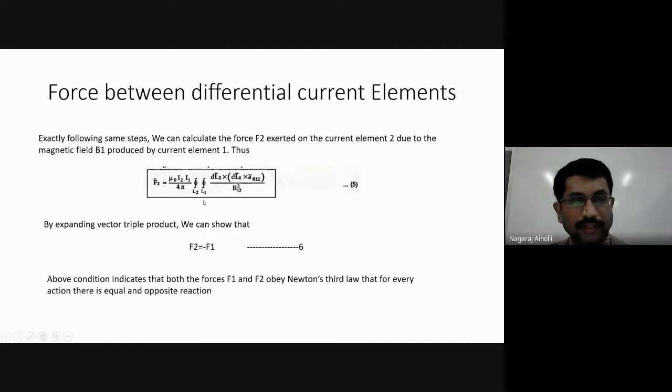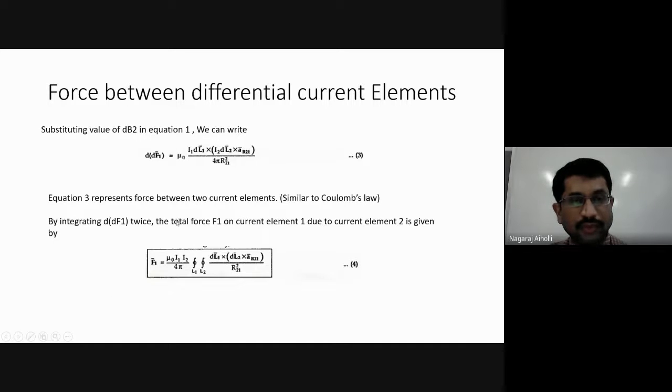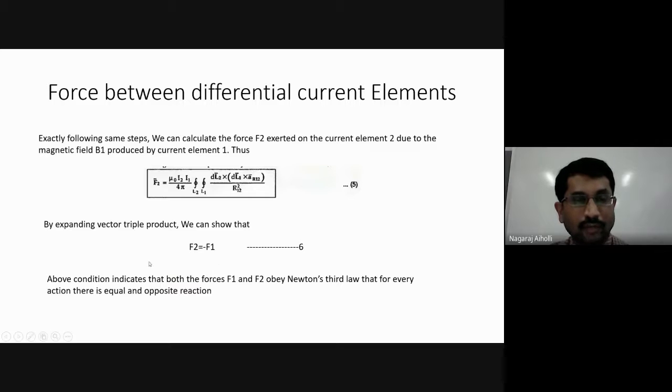It's a vector triple product. Then we can show that F2 is equal to minus of F1. What it indicates here is that the two forces F2 and F1 obey Newton's third law. So what is Newton's third law? For every action, there is an equal and opposite reaction. So there is a force F1, and F2 will be equal to minus of the force F1.